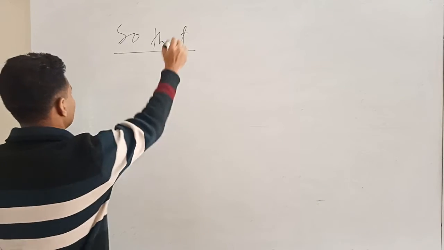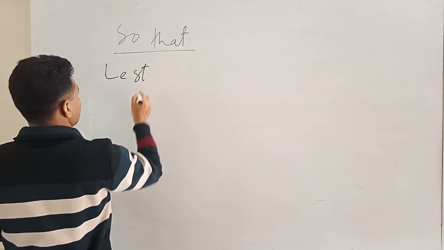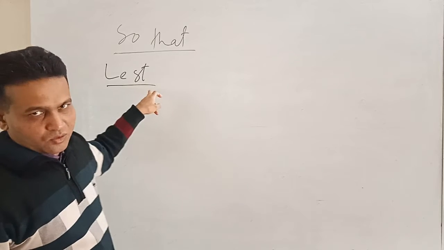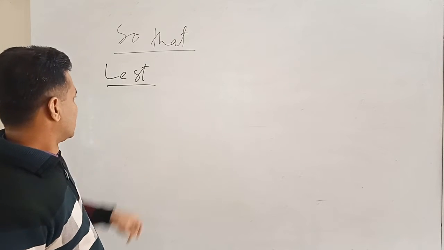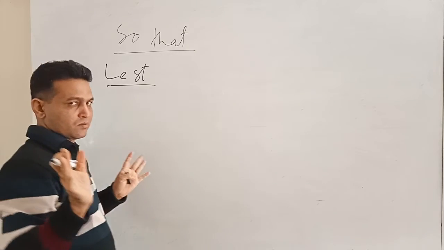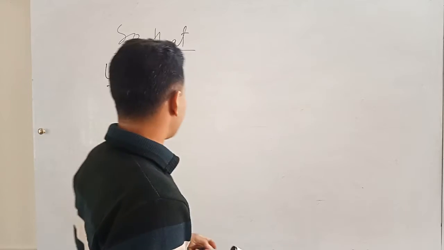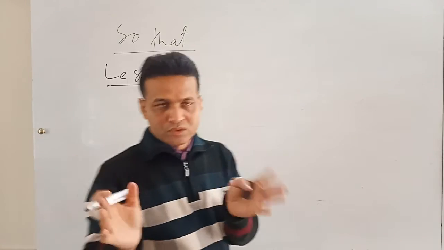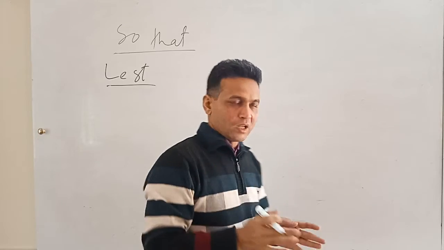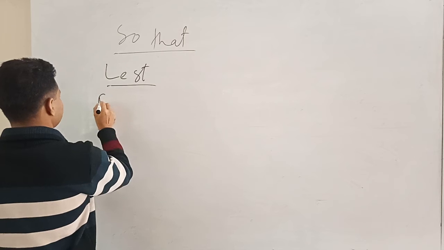Next one, lest. You know this word is used as a negative one. Okay, it expresses negative meaning. So in case of completing a sentence with lest, you have to use subject plus should or might plus the base form of the main verb plus extension. Okay, example.